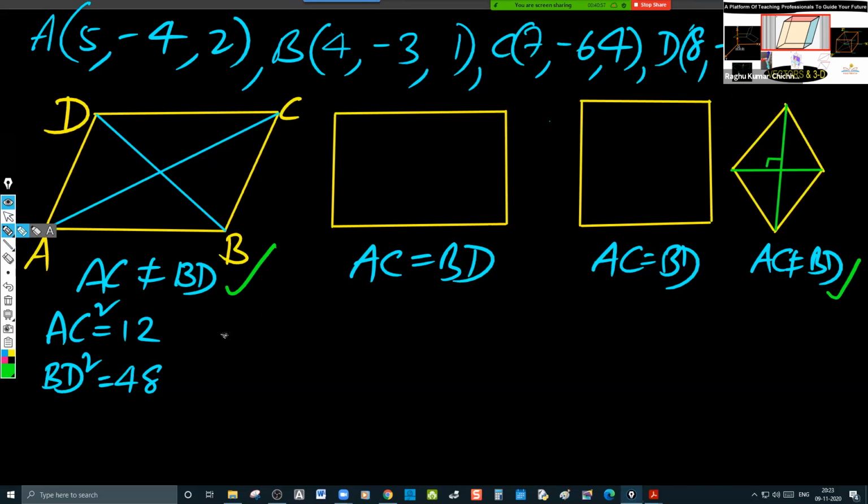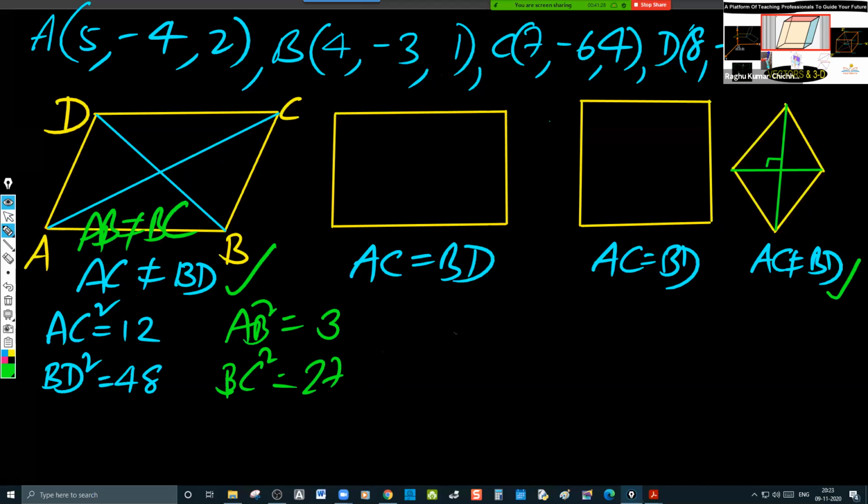Now find AB square: 1 plus 1, 2, 2 plus 1, 3. BC square: 9 plus 9, 18, 18 plus 9, 27. Here, AB is not equal to BC, and hence you have to understand that it forms a parallelogram.